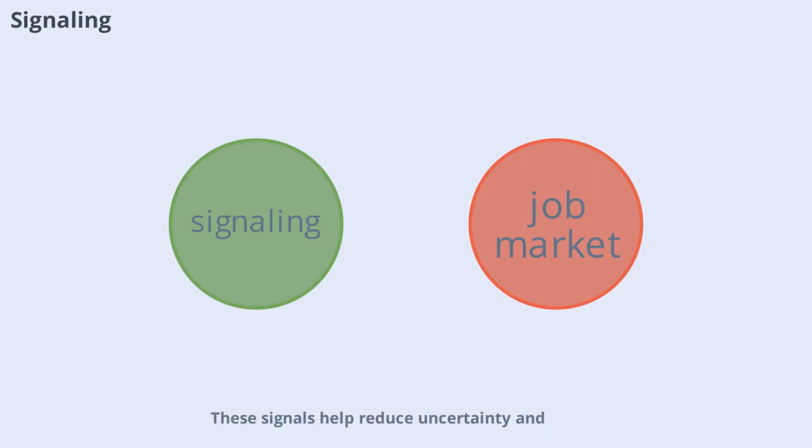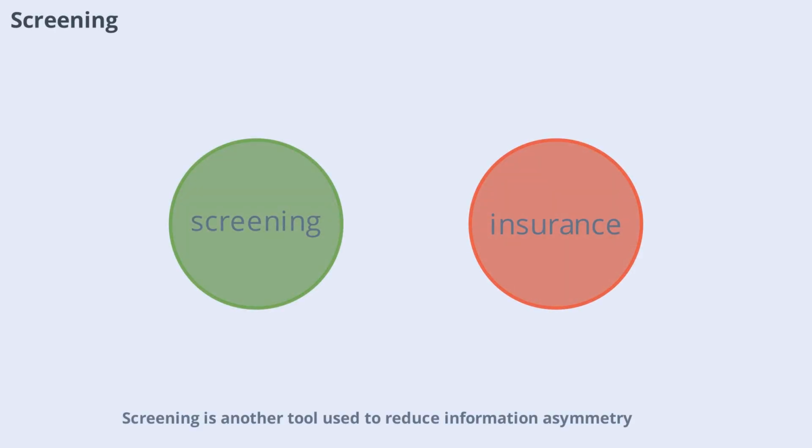These signals help reduce uncertainty and allow employers to make better hiring decisions, even if they can't observe every skill directly. Screening is another tool used to reduce information asymmetry. Employers might use tests or probation periods to learn more about candidates. Insurers may require medical exams before issuing policies. These processes help gather information and create a more level playing field.